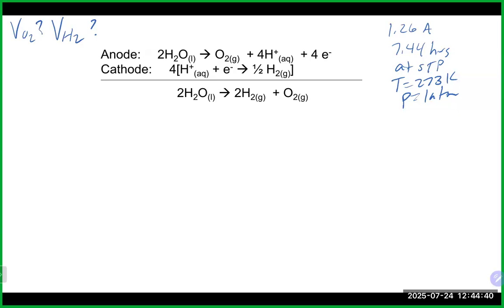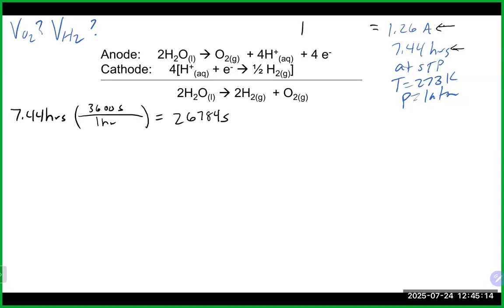Okay, so let's take a look here. We'll approach it kind of the same way. We do have the current that we're running the cell with, and we do have our time. Again, I'm going to convert our time into seconds so everything cancels out correctly. In an hour, there's 3,600 seconds. That's going to give us 26,784 seconds.